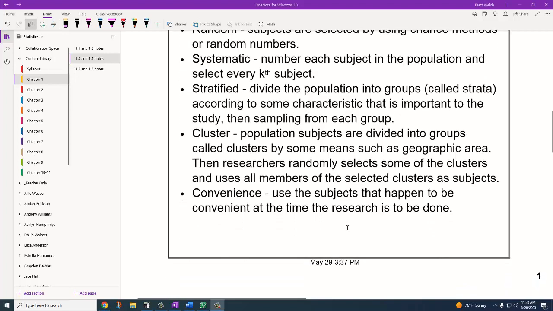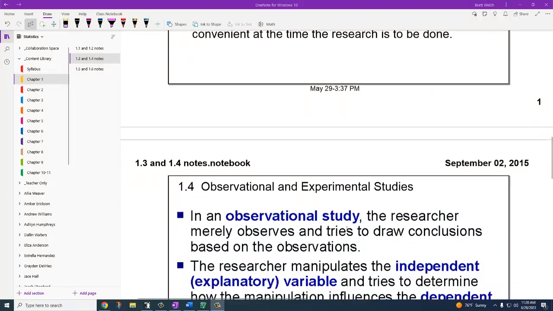group as a whole. And then you have convenient sampling, which is, hey, whoever's nearby and easy to work with at the time. It would be convenient for me to do a survey of my stats class, even if they're not the most representative of the school. At least it's easy for me to grab those kids and say, hey, let's do a survey.